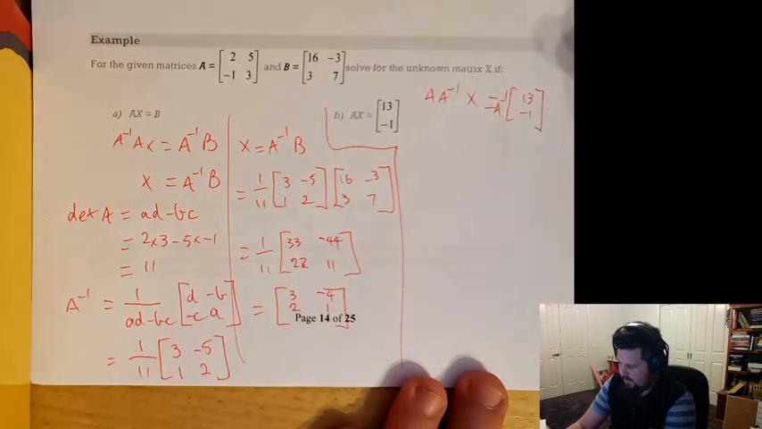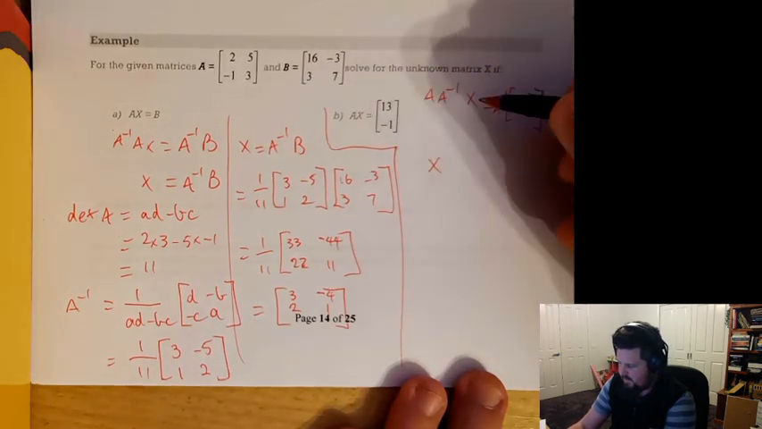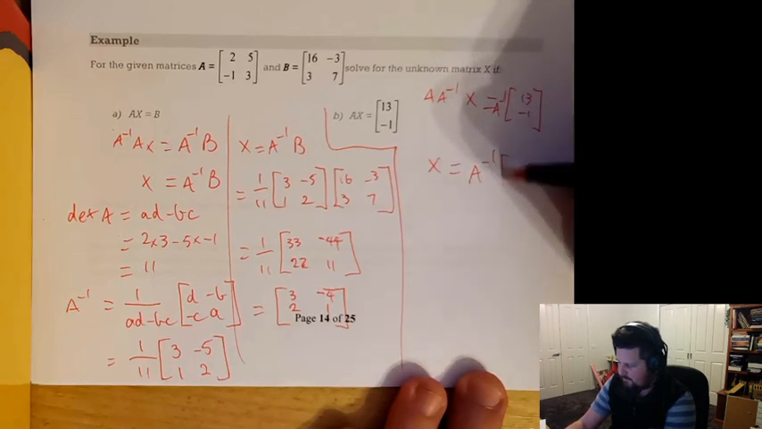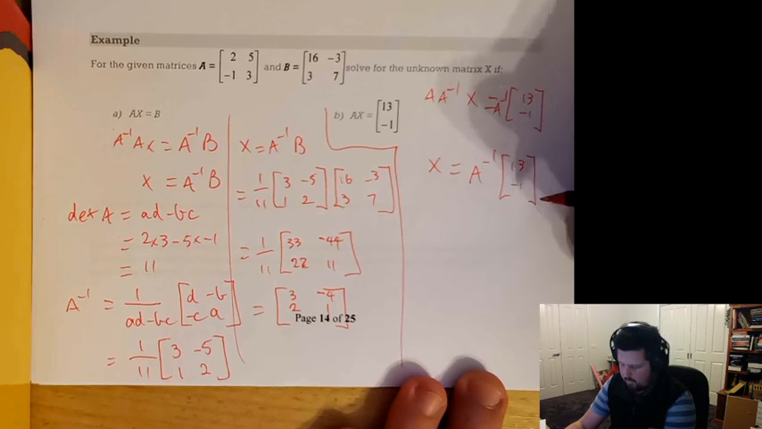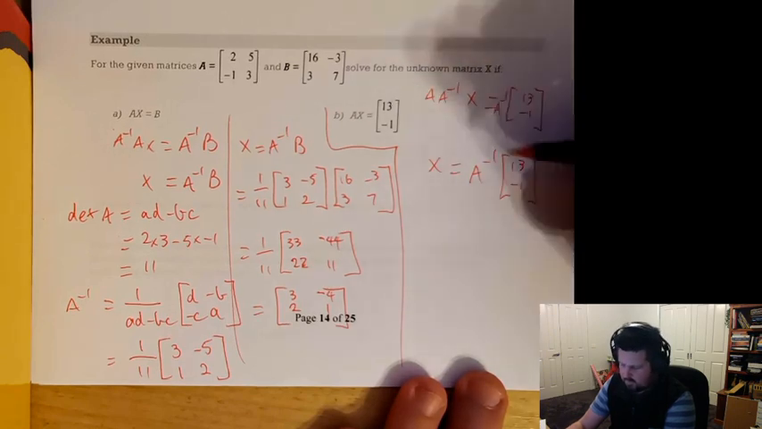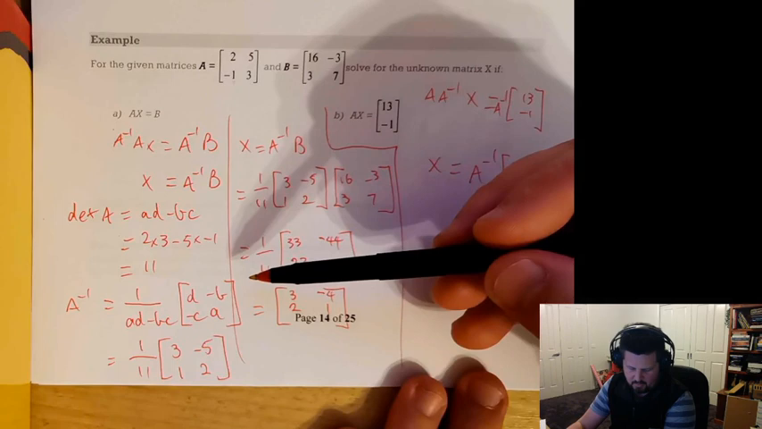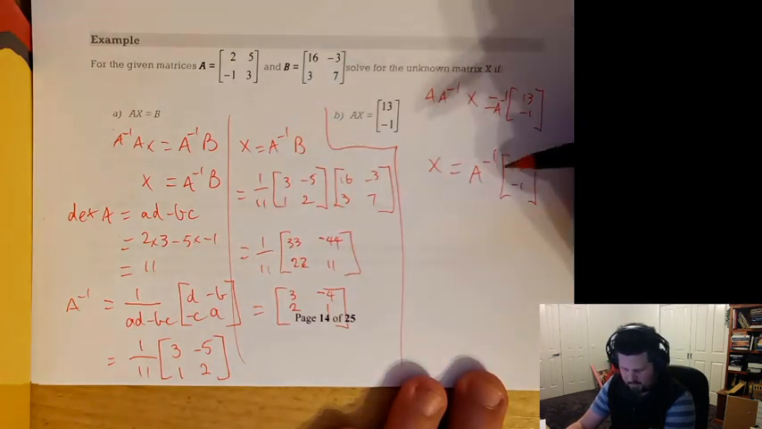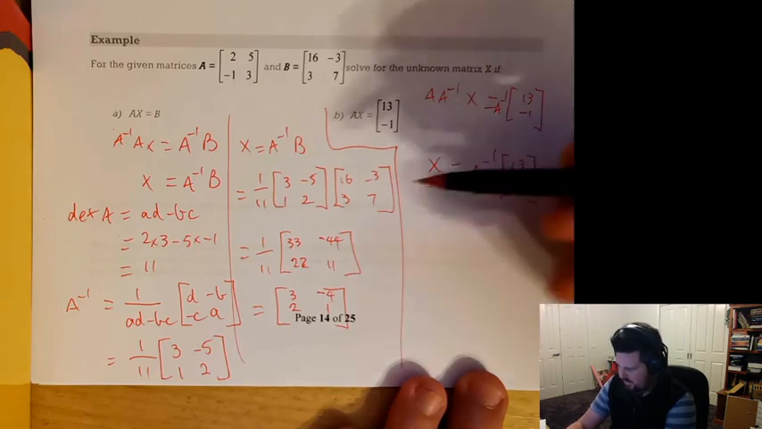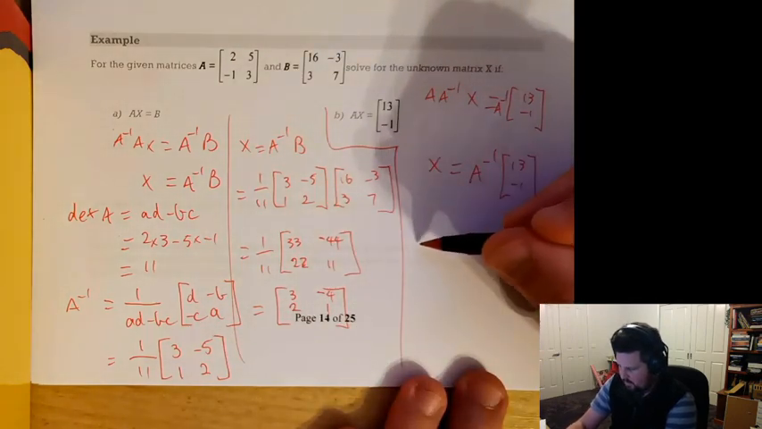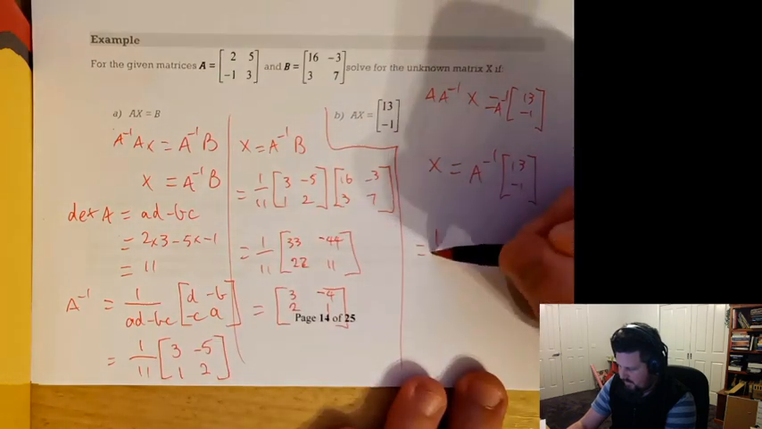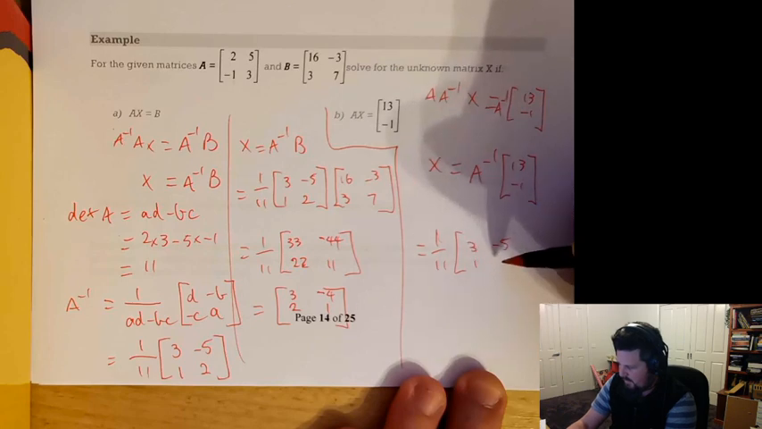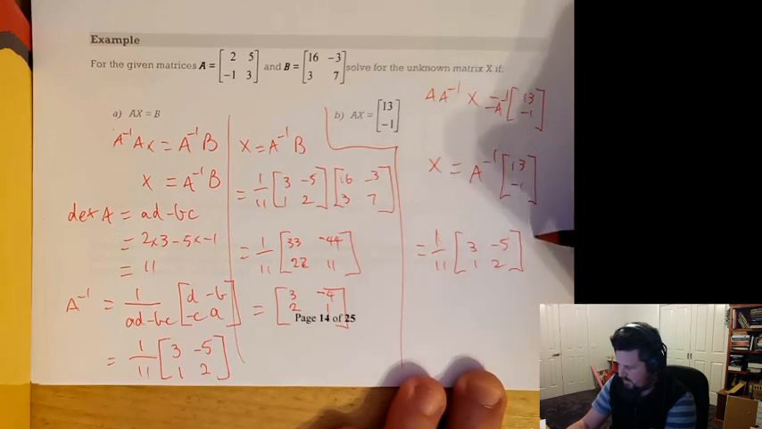So ultimately you'll end up with X on the left-hand side is equal to the inverse of A multiplied by this matrix here. Again, we can work out what the inverse of A is. We worked it out previously over on this example, so we can just use this down here. The inverse of A was 1 over 11, 3, negative 5, 1 and 2. That's multiplied by this matrix here, 13 and negative 1.